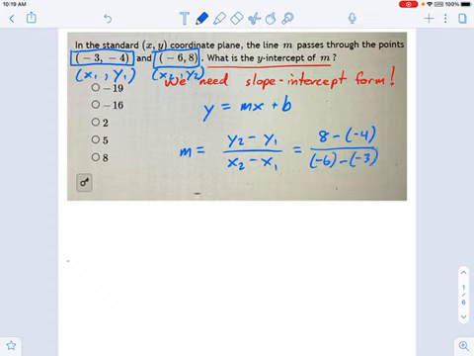Okay, so I simplify that. On top, 8 minus negative 4 is just 12. On bottom, negative 6 minus negative 3 is negative 3, which means this is going to be negative 4. I have a slope of negative 4. Now, if you plug that back into slope-intercept form, you have the following. Y equals negative 4, right, that's m, times x, plus b. And we need to figure out what b is.